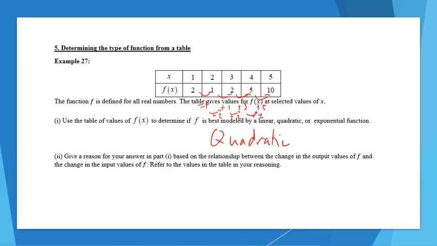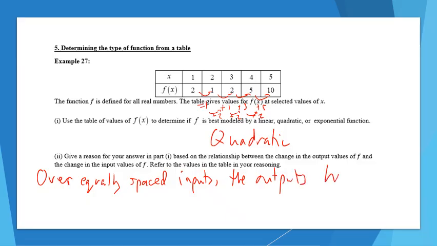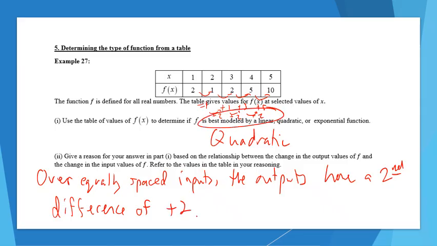And then remember the wording here. You want to start with over equally spaced inputs, the outputs have a second difference because it's quadratic, and then in this case, our second difference is plus 2. So that would be perfect. You have all 3 things that I'm looking for there.